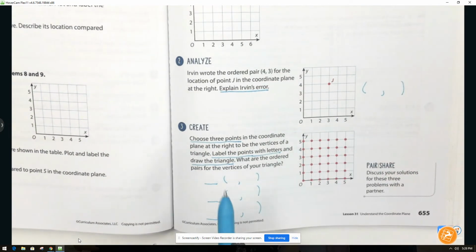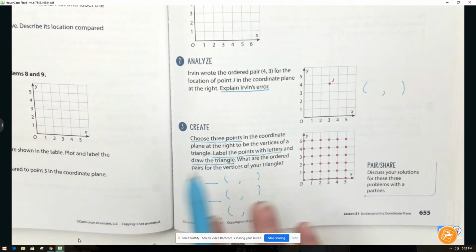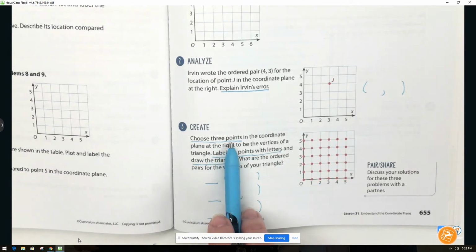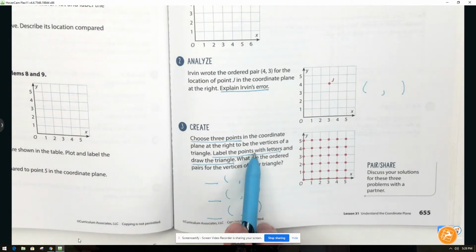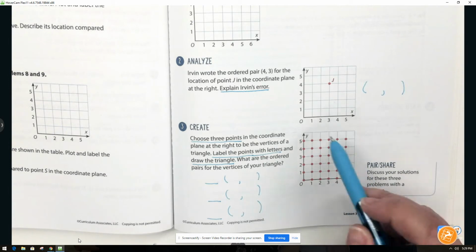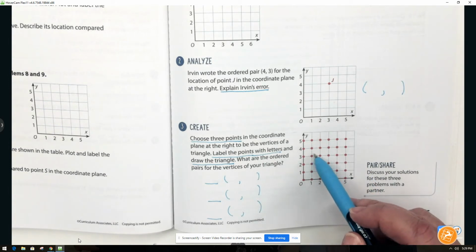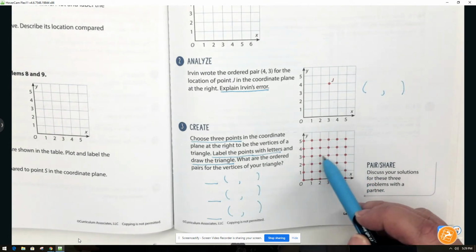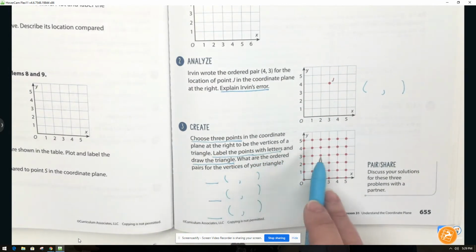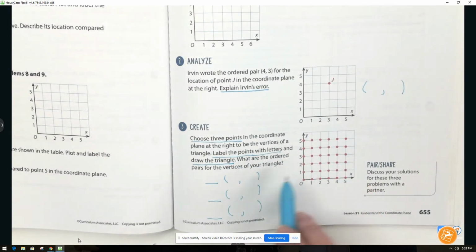Number 3, you're going to create. So you're all going to come up with different answers for this particular problem. You're going to choose 3 points. So choose 3 of these red dots, these red points in the coordinate plane to the right to be the vertices of a triangle. So you're going to choose any 3 of these points and you're going to connect them to create a triangle. Then you're going to label each of the corners of the triangle with a letter.